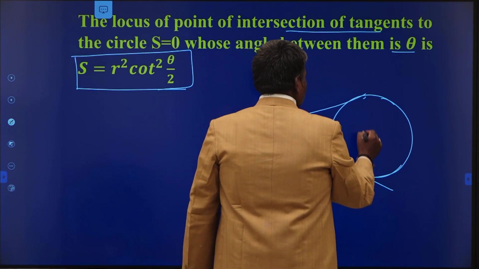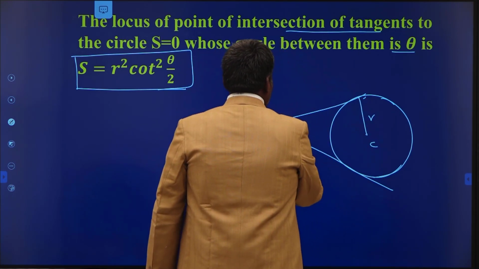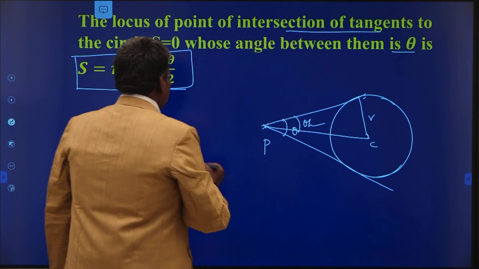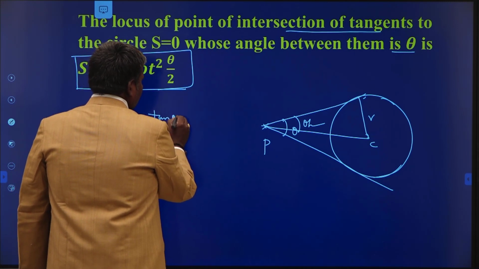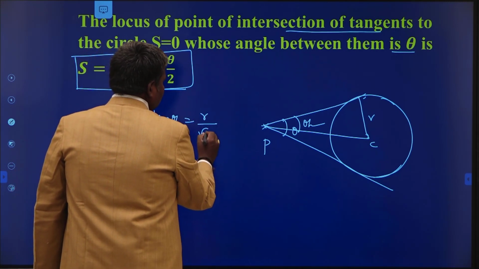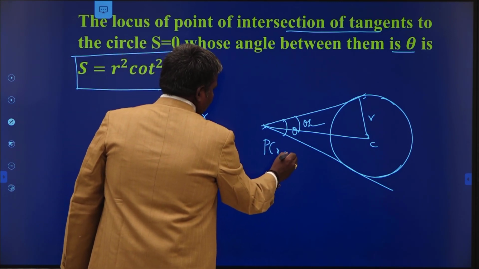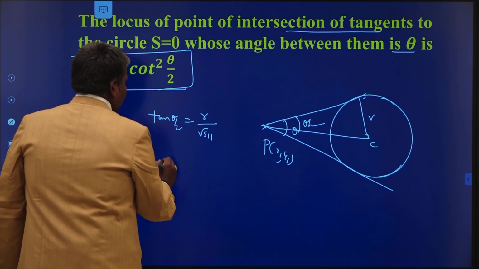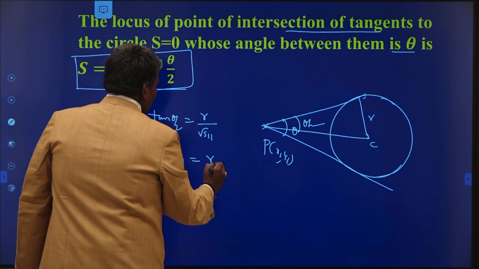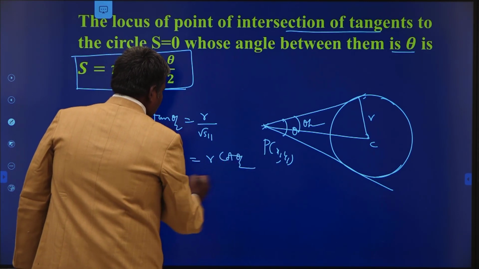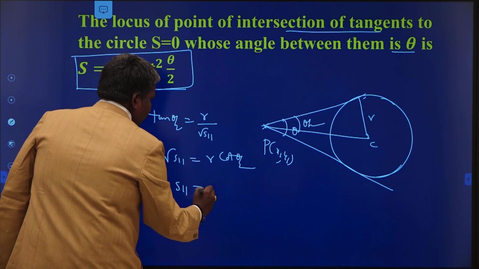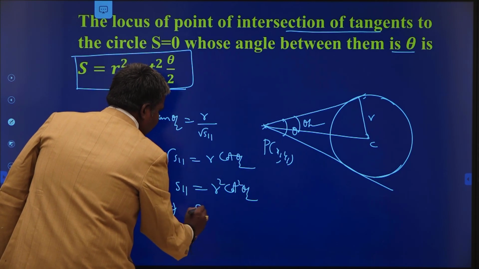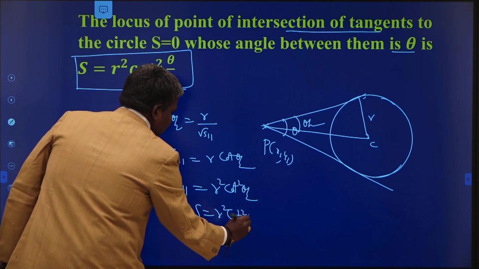In the same manner, this is the center of the circle, this is the corresponding radius. If you join like this, this becomes theta by 2. So we already proved that tan theta by 2 is equal to R by root S11. Your x1, y1 is any point on the locus. Understand? Now, cross multiplying, we get root S11 is equal to R cot theta by 2. Squaring on both sides, S11 is equal to R square times cot square theta by 2. Therefore, locus of x1, y1 is S is equal to R square cot square theta by 2.